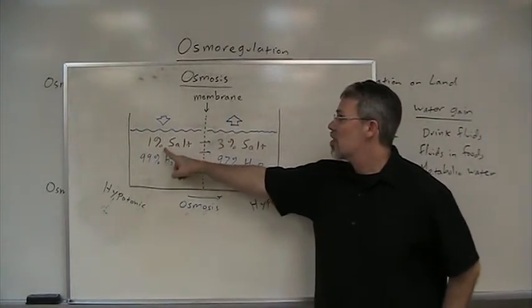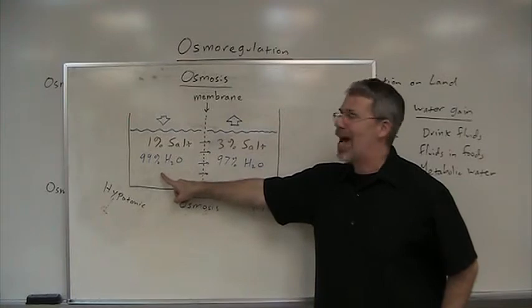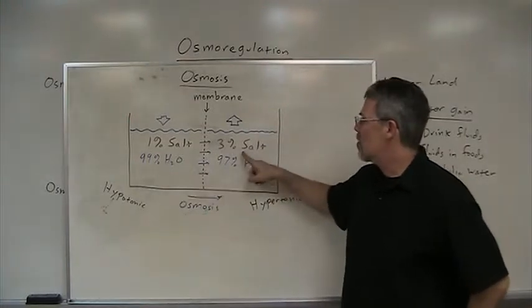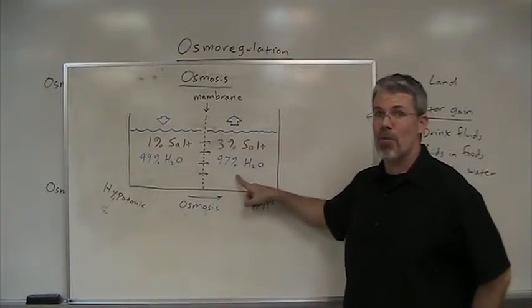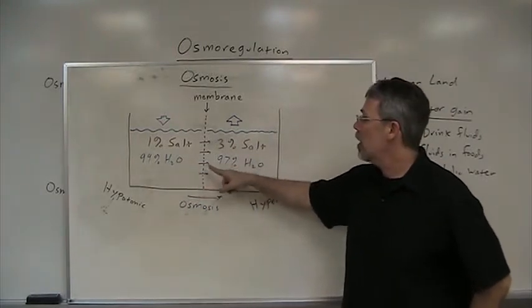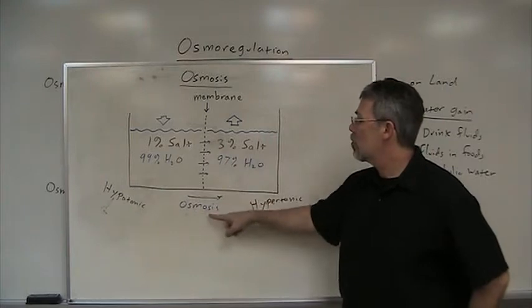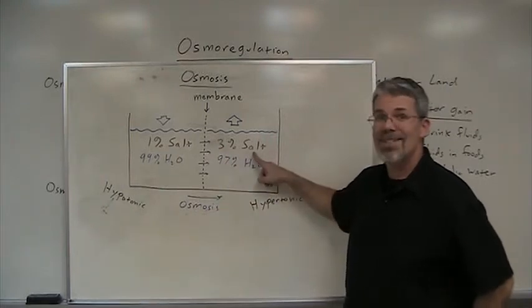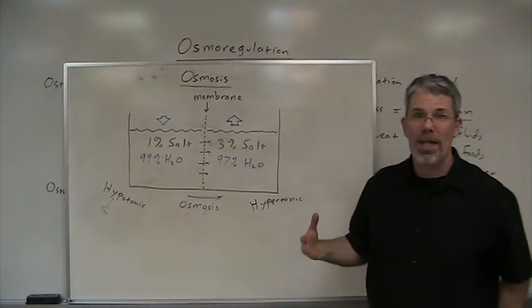So if this is 1% salt, it is 99% water. If this is 3% salt, it is 97% water. We have a concentration gradient of water. It will diffuse accordingly across the membrane. The direction of osmosis will head toward the side that has the more solute. Water follows salt is a quick, easy way to remember this.